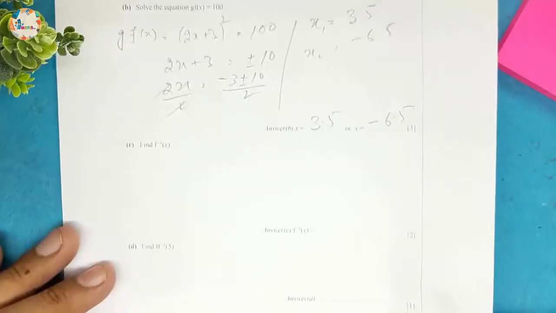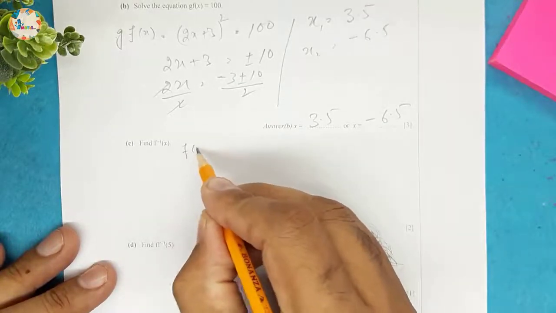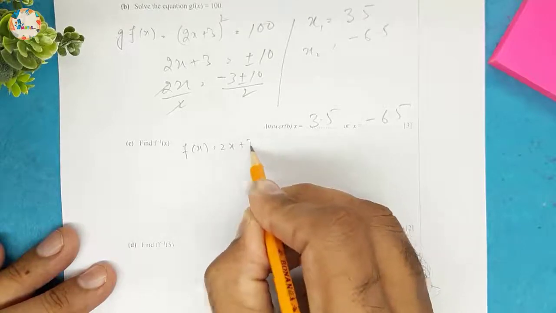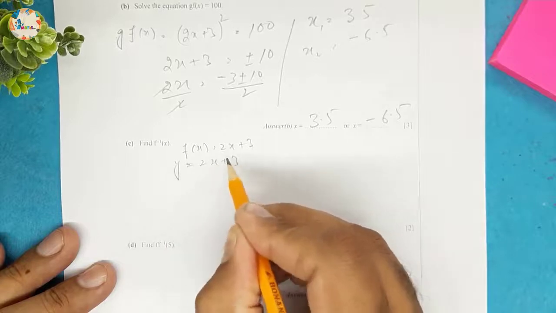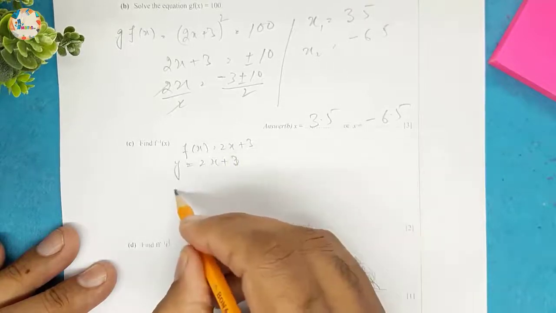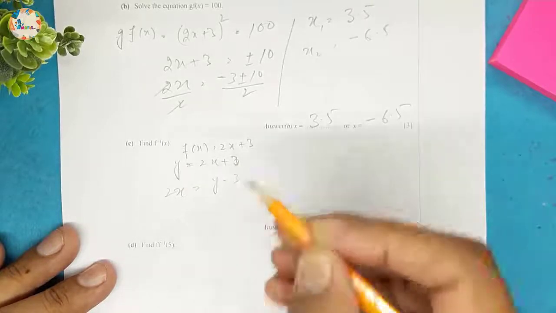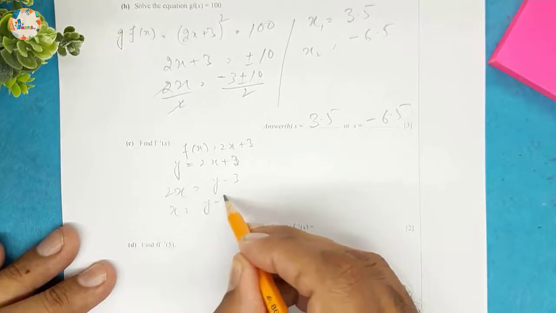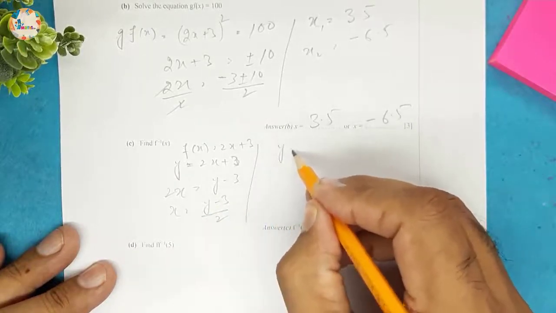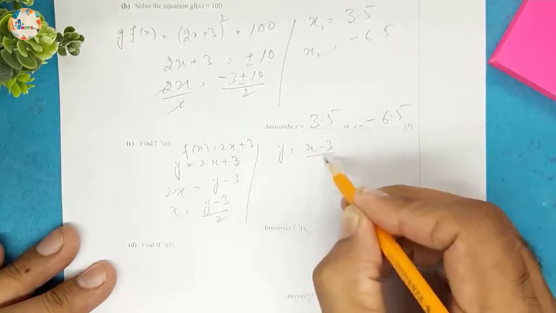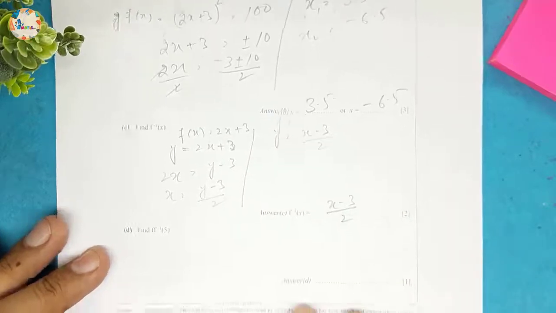Then they're saying find f inverse of x. f of x is given, f of x is equal to 2x plus 3, which is given in the main question. We can write y is equal to 2x plus 3. We have to make x the subject. So 2x will be equal to y minus 3. Then x will be equal to y minus 3 over 2. Now we can swap x and y, so y will be equal to x minus 3 over 2. This will be basically the inverse which we were supposed to find.